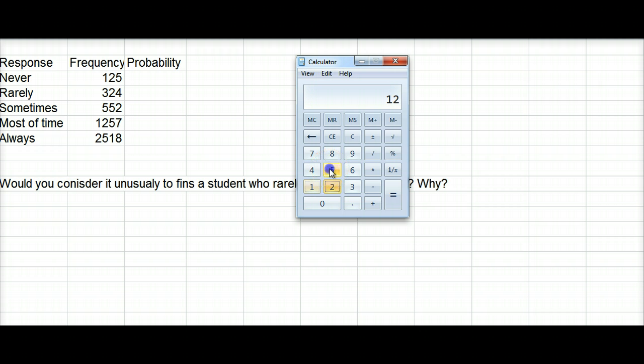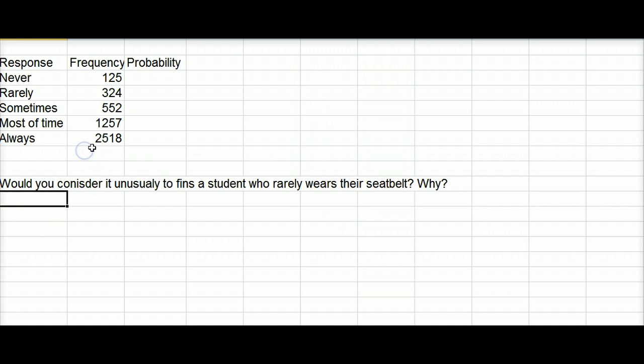Before we do that, we need the total number of students who were surveyed. So I'm going to take out my calculator and add up all of the students who were surveyed, and find out 4,176 was the total number of students surveyed.